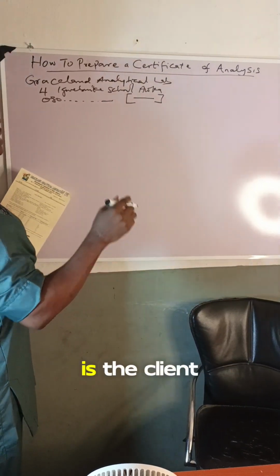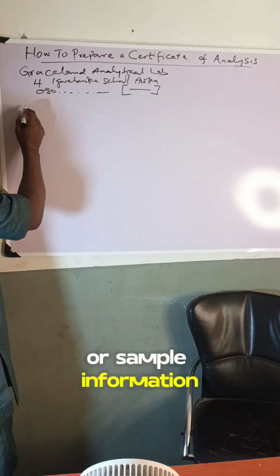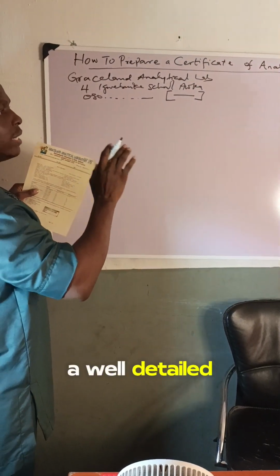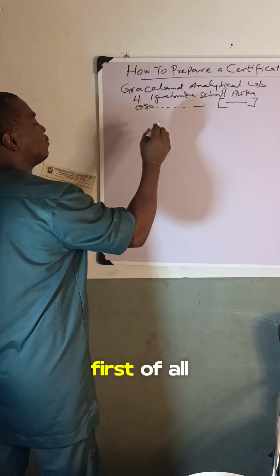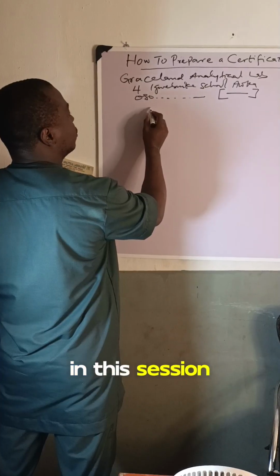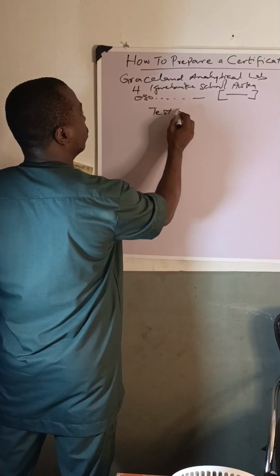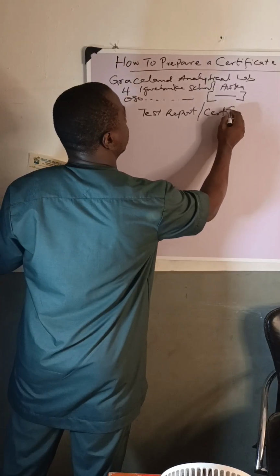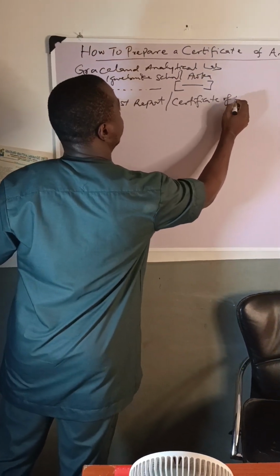The second section is the client or sample information. In this particular section, this is a well-detailed section. First of all, the first thing that will appear in this section is either test report or certificate of analysis.